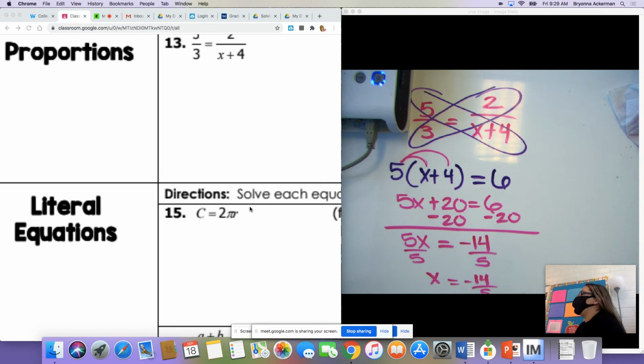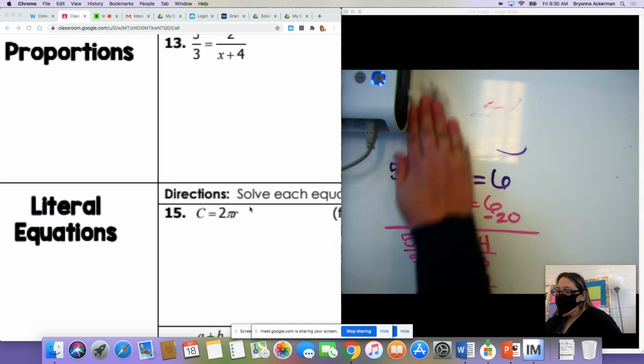There's no number, like in this case, we just got negative 14 over 5. We got a number, right? With literal equations, you're just rearranging. That's all you're doing. Okay, so you're not going to get an answer. Okay, so I want to make that clear. So let's try one.